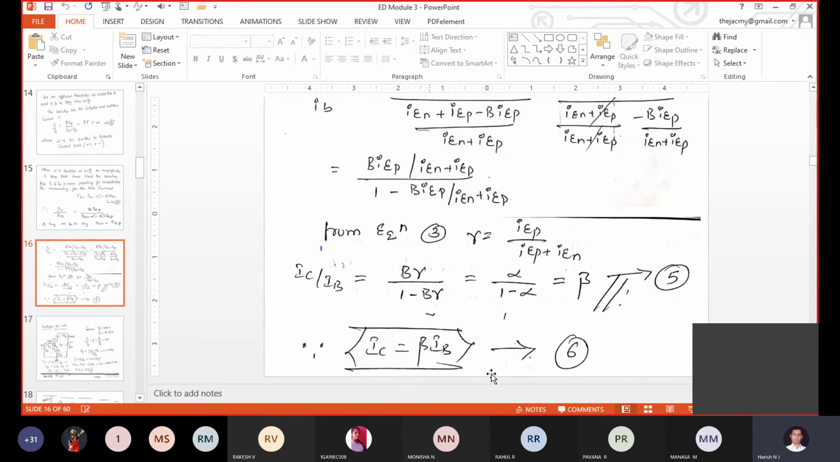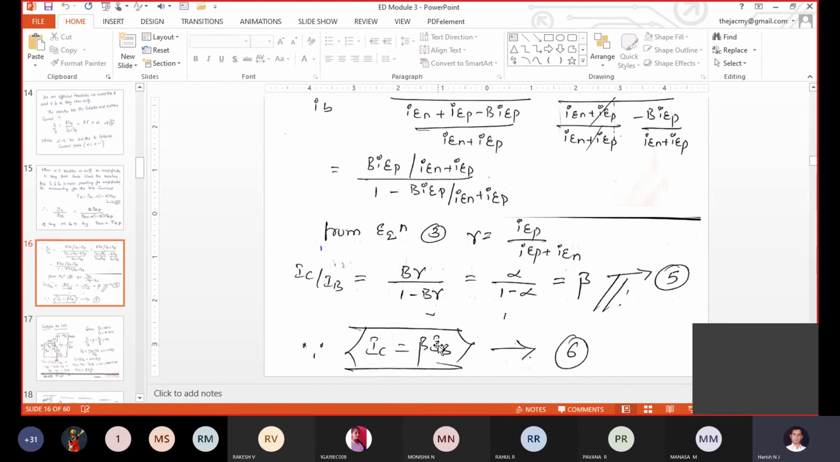Based on this equation, just check it out. With respect to IB variation, we are going to control the IC. IC means the output current. The output current is controlled with the fluctuation of IB. Correct? So only we call it a current control device. Your transistor is a current control device.